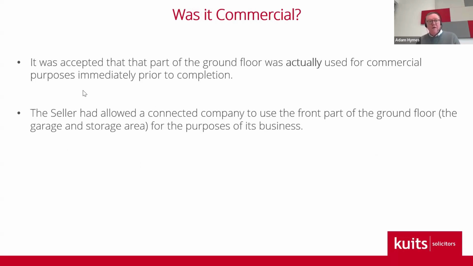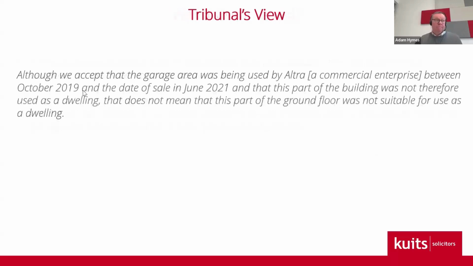So it was accepted that part of the ground floor was actually used for commercial purposes. The seller had allowed a connected company to use the front part of the ground floor for the purposes of its business. So all accepted and agreed. It was commercial. So as I say, what was the issue here? Well, the tribunal's view is this. Although we accept that the garage area was being used by Altra, a commercial enterprise who was renting the space from the vendor, between October 2019 and as at the date of sale in June 2021, and that part of the building was not therefore used as a dwelling, that does not mean that this part of the ground floor was not suitable for use as a dwelling.